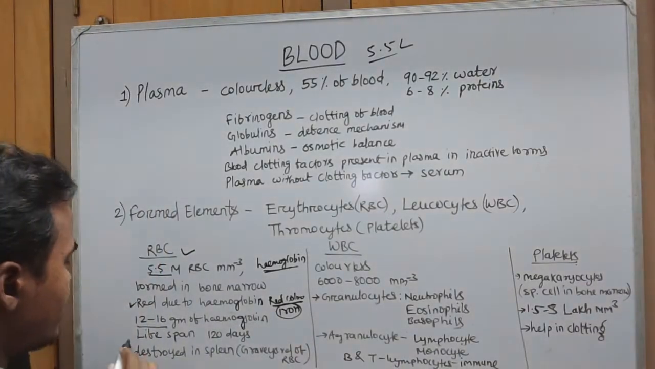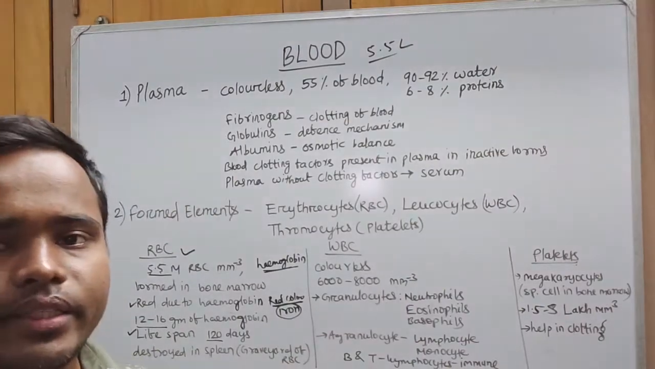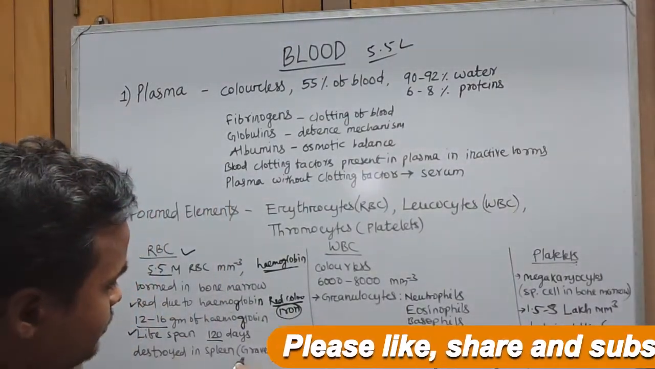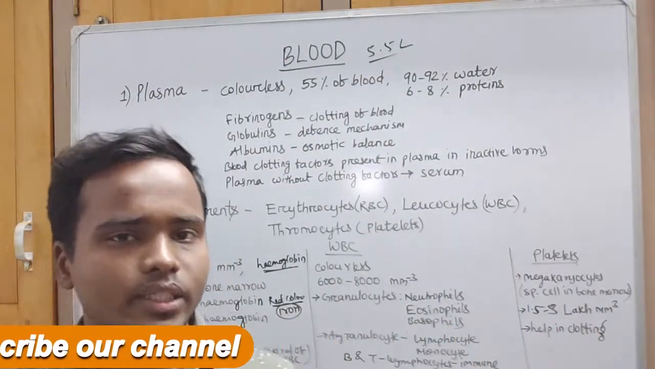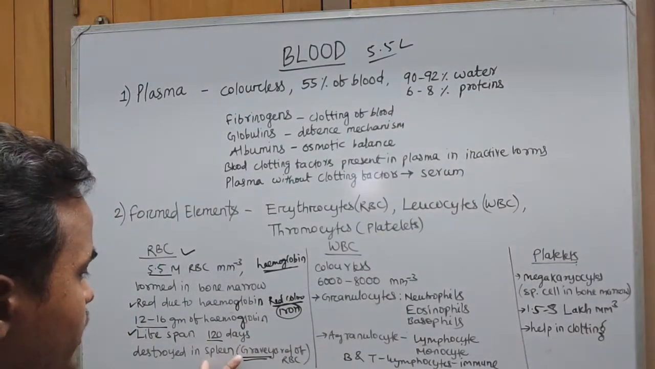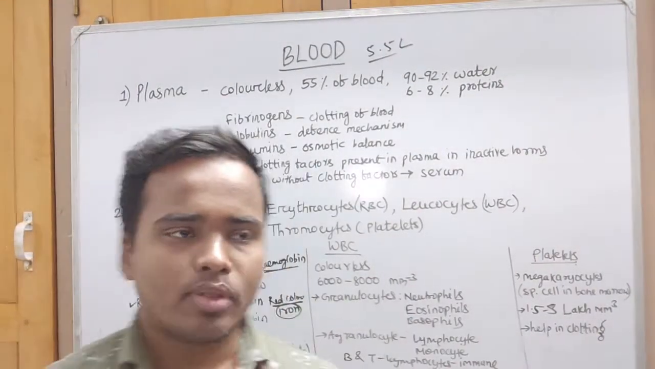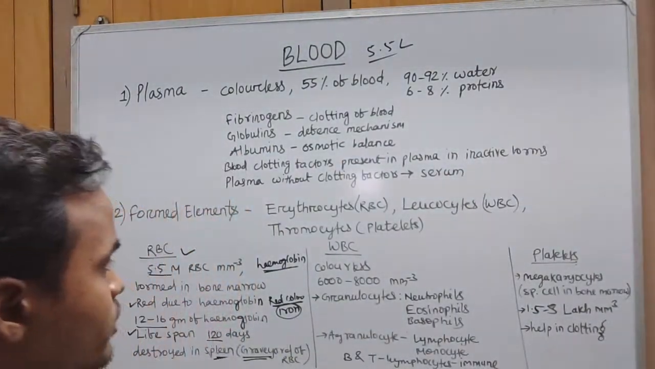Next, the lifespan of RBC is about 120 days, and it is destroyed in spleen, the graveyard of RBC. After the completion of life cycle, RBCs are destroyed in a structure, that is spleen. It is also known as graveyard of RBC. So these are all about red blood cells or red blood corpuscles.